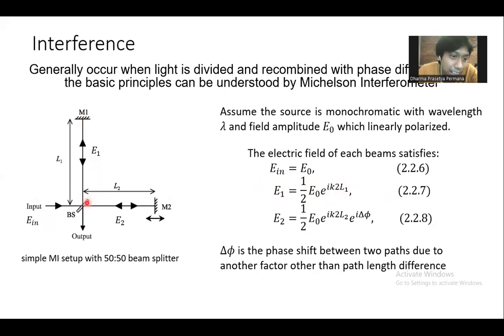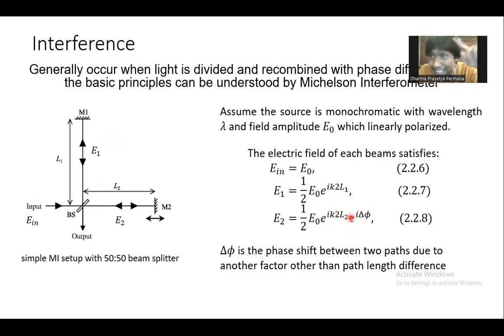It is because the first beam not only goes up to the mirror, but after it goes up to the mirror, it will be reflected back to the beam splitter before being combined again with the second beam. That's why it experiences a path length of twice the distance between the beam splitter and the mirror. The same thing also applies to the second beam, with the distance between the beam splitter and the mirror equal to L2 here.